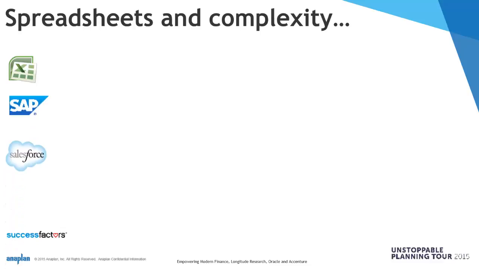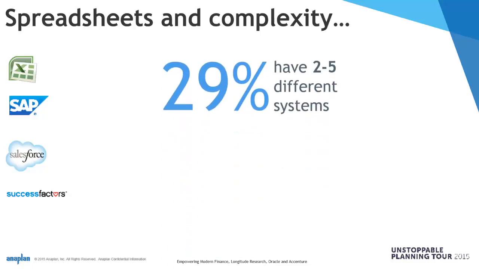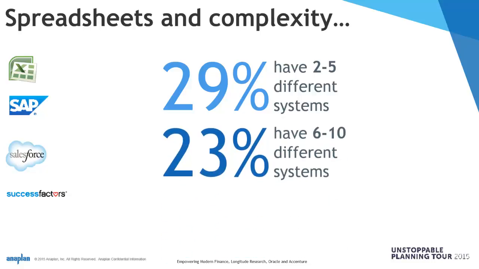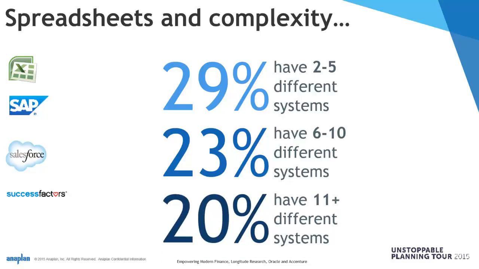The storyline is inside your organization, there are many different sources of data. And many times to get the data into your planning system, you issue multiple spreadsheets. So there's a whole bunch of information out there. And in fact, what we do know is almost 30% of organizations have between 2 and 5 different systems that they need to integrate into their planning. 23% have between 6 and 10 systems, and 20% have 11 or more. That means over 70% of the organizations are integrating these multiple systems together.